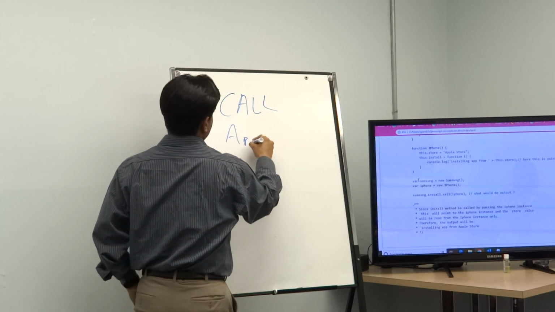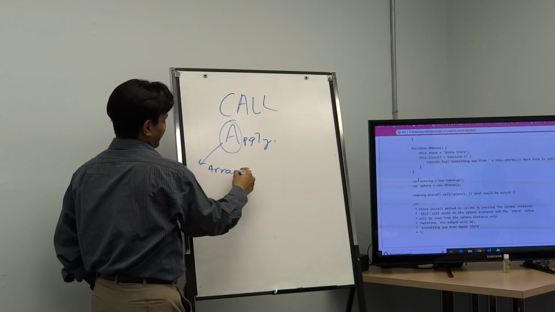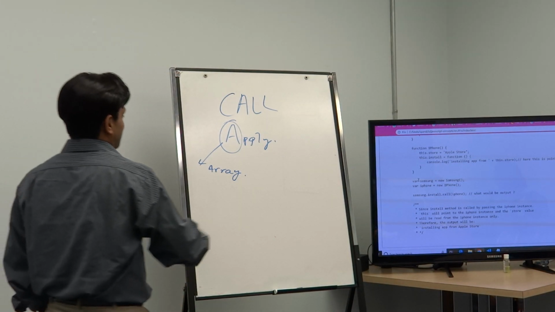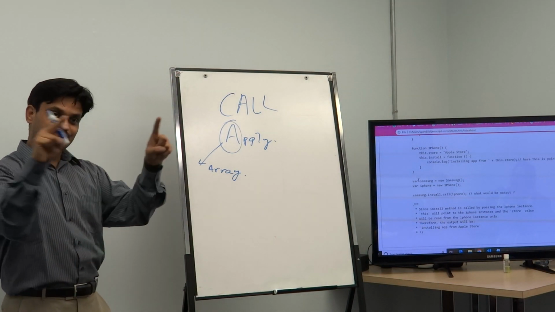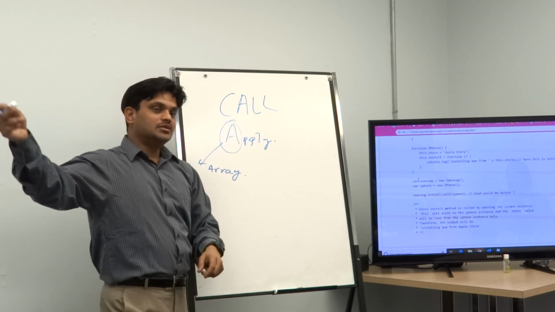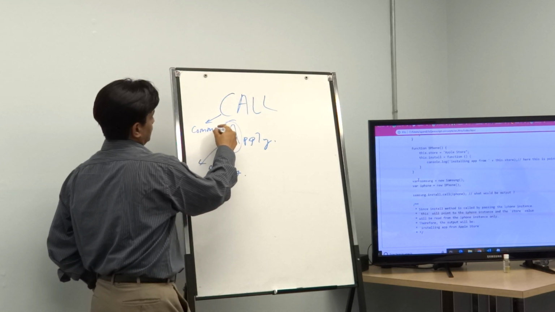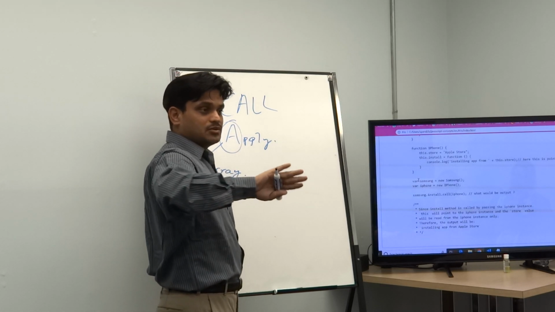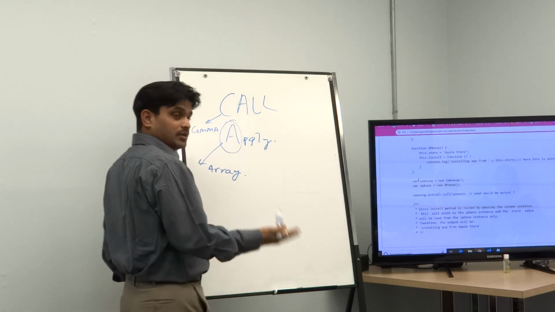So how I remember it is like this: A for Apple, A for array. Basically when you are calling apply, you need to pass the arguments through an array. But if you are using call, you can pass the arguments, but C for comma separated. So when you use call, your arguments go as comma separated. When you use apply, it goes as an array.